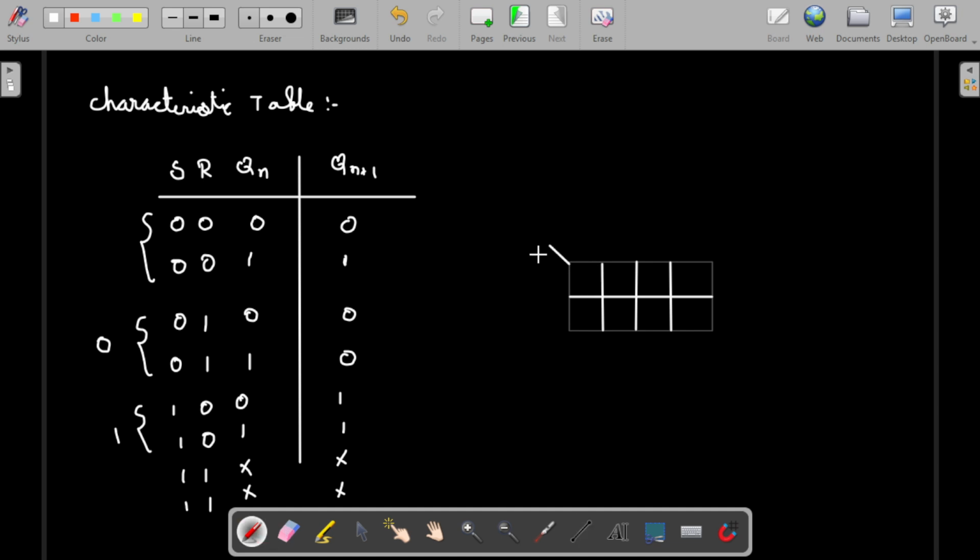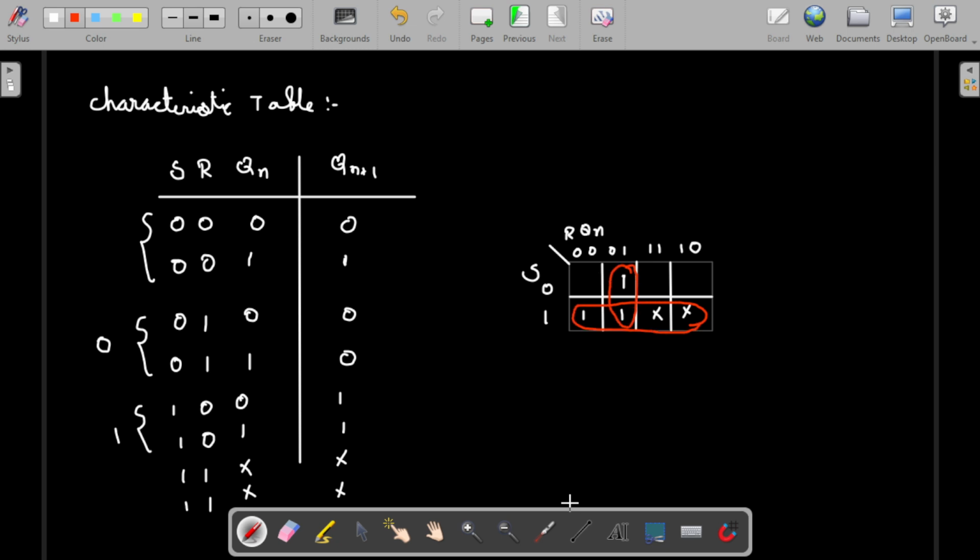Here let me take S and R here, and Q in here. Whenever the output is 1, let me mark it there. So it's 0, 1, 0, 0, 0, 1, 1, 1, 1, 0. Here it is 1, then 1, 1, and here it is x and x. Whenever 1 and 1, it is x.